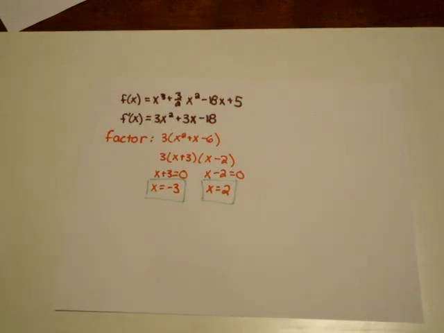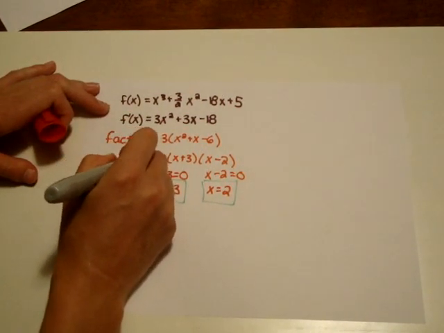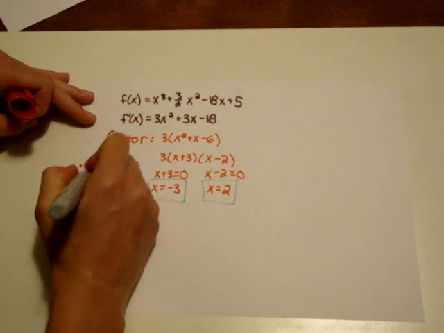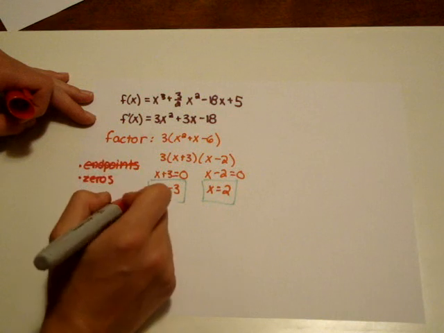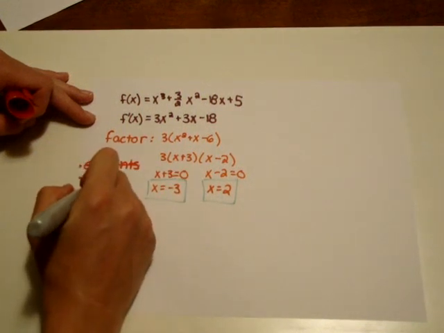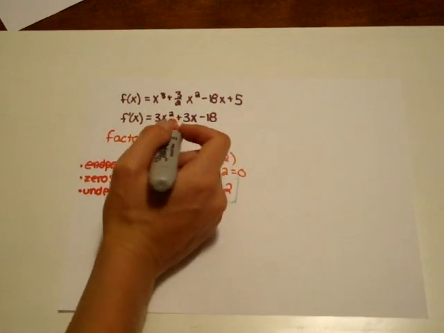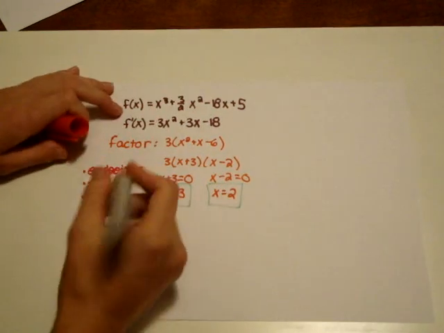Now we also have to remember, we already talked about the endpoints. We looked at them and we don't have any in this one, so we don't need to worry about that. Our zeros, we're going to deal with these in just a second. We do have our zeros, we did find them, now we just have to apply them, and undefined. And also, if we think about a graph that is squared, it is really nice and smooth and easy, and we don't have any undefined, so we also don't need to worry about undefined.